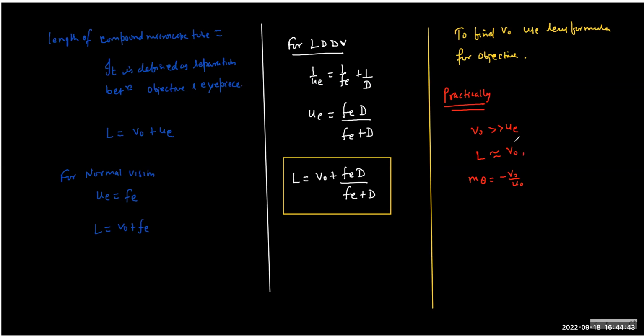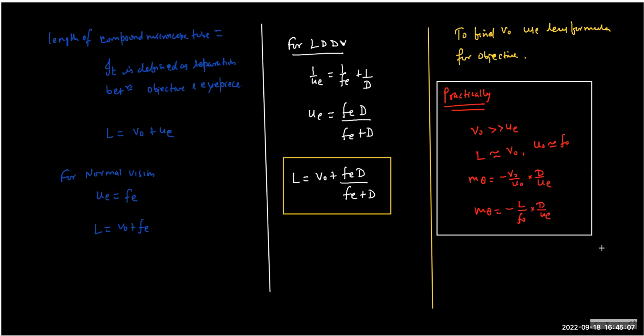And practically we do something. So we keep U naught close to F naught. We assume V naught is bigger than this, and we had the formula U. So practically the formula looks like minus L by F naught into D by U. Now this is the practical aspect which you are not supposed to remember.